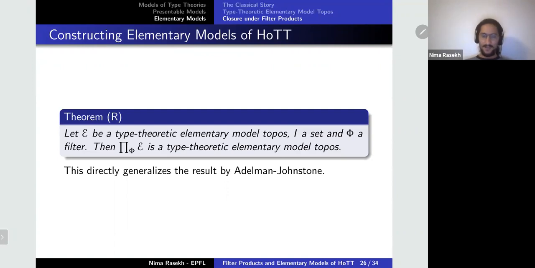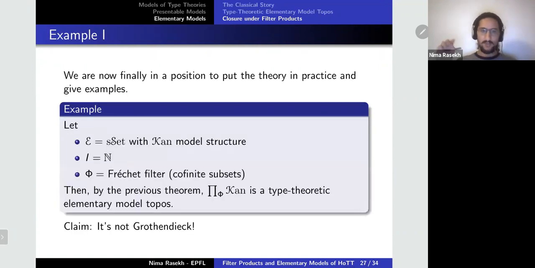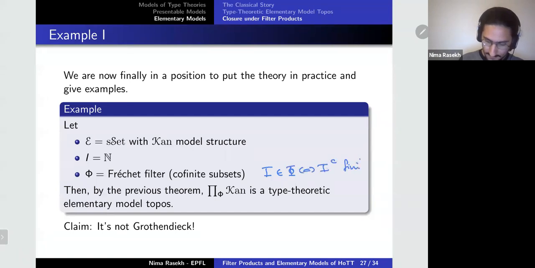Nope. Okay. Then, before I do anything else, let's do an example. If you didn't understand anything up until now, maybe you can just repeat that example and take it home. Remember, there's this one example I have in mind. I want to give the example of E to be simple sets with the Kan model structure, which we've known for decades is a model for HoTT. Take I to be the set N and phi to be the Fréchet filter. Again, to remind you, that just means I is in phi if and only if the complement is finite.